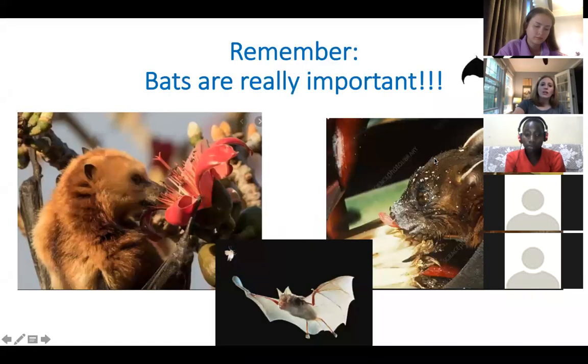So some people say that when it comes to bats, you know, this coronavirus that I hear so much about, it came from a bat, so let's just get rid of all the bats and that solves the problem. That would actually make the problem much worse. Bats are incredibly important. Does anybody know why bats are important? Monica?